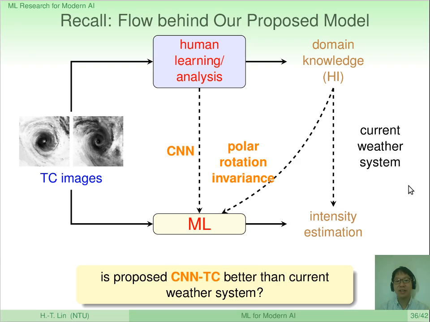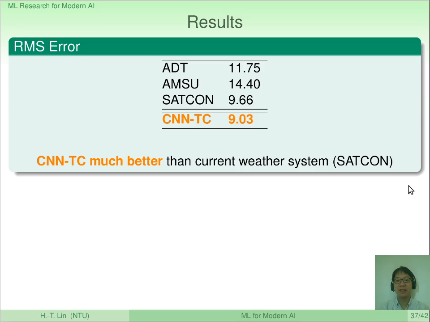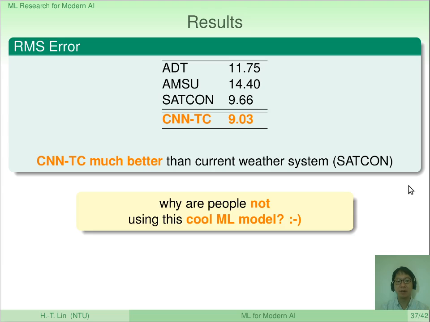And the question is, is the proposed model really better than the current weather system? The short answer is yes. The current weather system is the SATCON in the table here. And if we compare the root mean square error, it's lower. Our proposed system, that's the CNN-TC here, is achieving lower root mean square error than the current weather system.